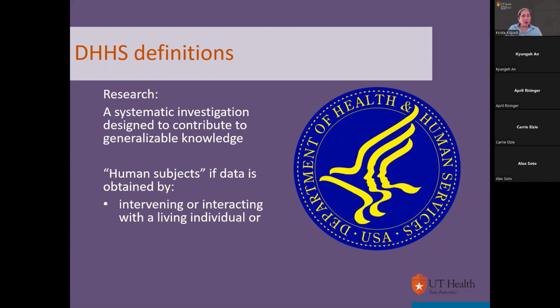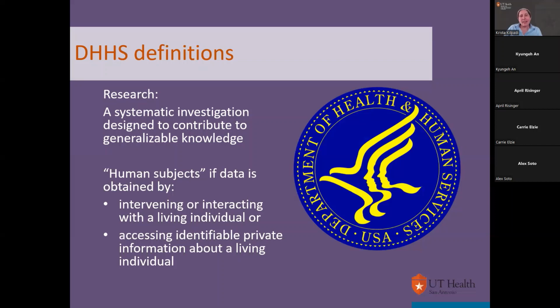They also have a definition for human subjects. And according to the DHHS, human subjects are involved if data is obtained by intervening or interacting with a living individual. Again, that's kind of obvious. If you're talking to somebody, you're probably doing human subjects research. But it also includes accessing identifiable private information about a living individual. So when we go back to our examples on that previous slide where we talked about what is and isn't human research, this definition does say it has to be about a living individual. So if you're doing research on deceased people, then that's not going to be considered human subjects research.